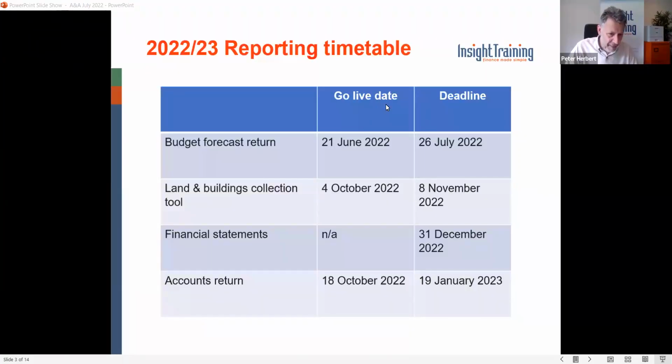And there's the reporting timetable for 22-23. So the key lines on this table are the bottom 2 lines. Financial statements are due for 31st of August 22 year ends with the ESFA by 31st December 22. And the annual accounts return go live date is October 18th, 22, with a deadline for submission of 19th of January 2023.